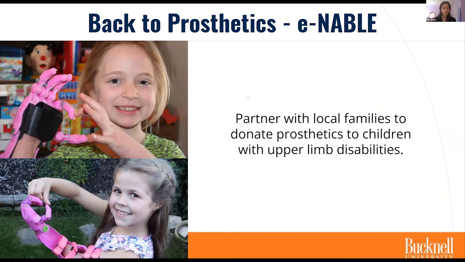Usually prosthetics are very expensive and cost literally thousands of dollars. And because children grow quickly, they often will outgrow any expensive prosthetics that they're able to buy. So through Enable, Bucknell works directly with local children and their families to provide prosthetics that will help children regain function in their limbs and also help fight any feelings of isolation that might come from the loss of a limb, at a much lower price point than any commercial prosthetic.